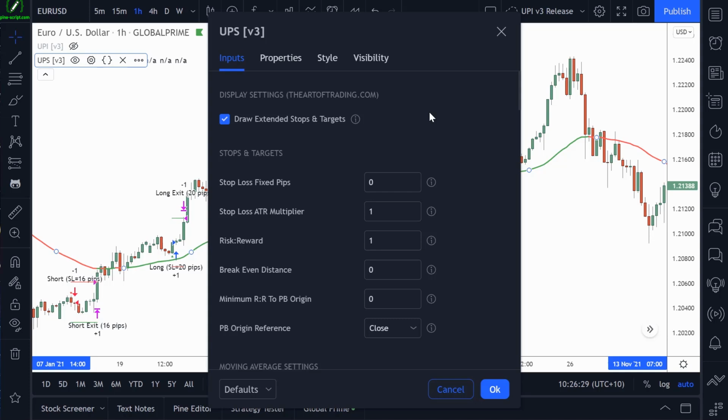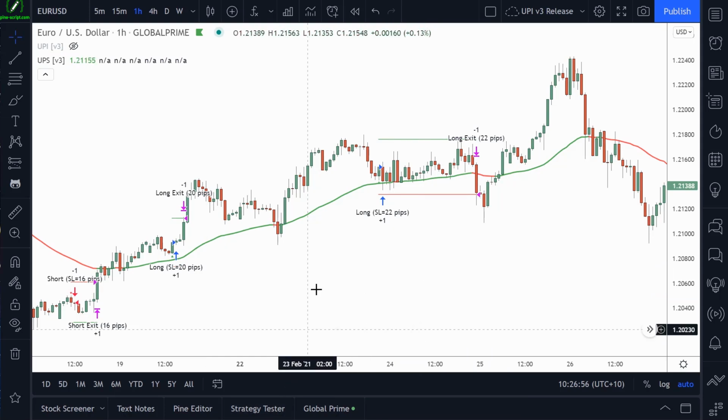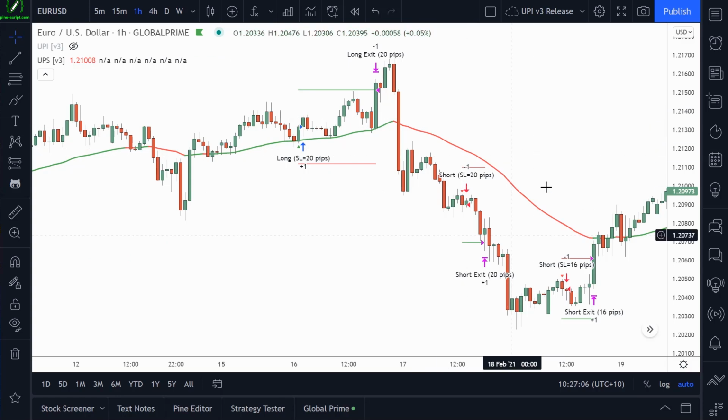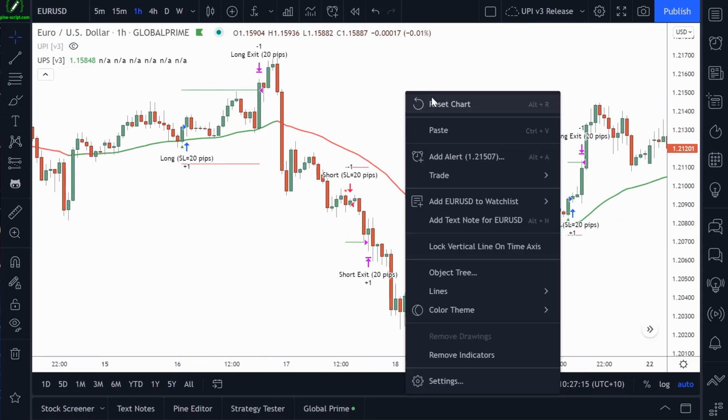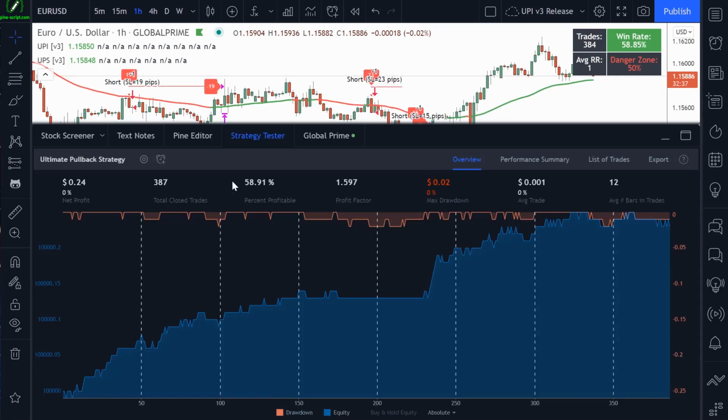The Ultimate Pullback Indicator version that I was just showing you is the preferred version to be using. It gives slightly more advanced information than the TradingView backtester system does. But keep in mind there will be slight differences in how the scripts perform. The backtester system in TradingView has a couple of little quirks that I found really difficult to simulate in my own indicator code. For example, if I turn on the UPI, we have a 58.85% win rate over 384 trades. If I open up the strategy tester, we have 387 trades and a 58.91% win rate.